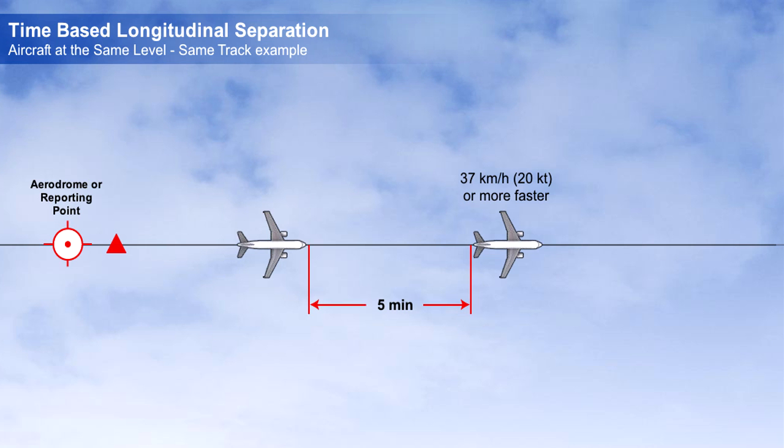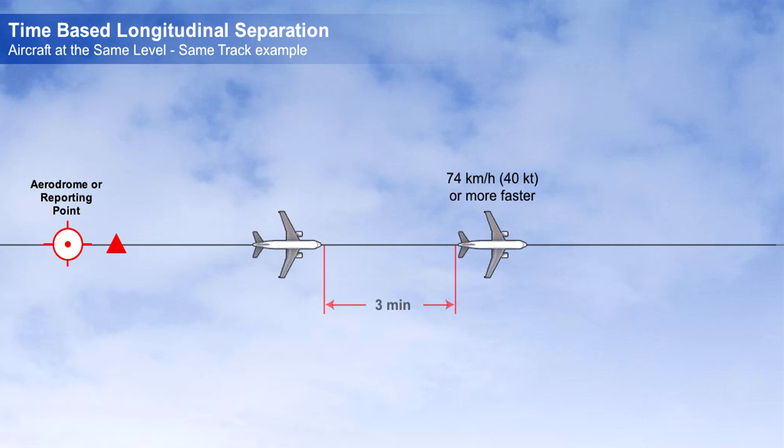The standard may be further reduced to 5 minutes, providing that both aircraft departed from the same aerodrome or passed over the same en route reporting point, or fix, to ensure that 5 minutes separation can be established. The leading aircraft must also have a true airspeed of 20 knots or faster than the following aircraft. If the speed difference can be increased to 40 knots faster, then the standard may be further reduced to 3 minutes.